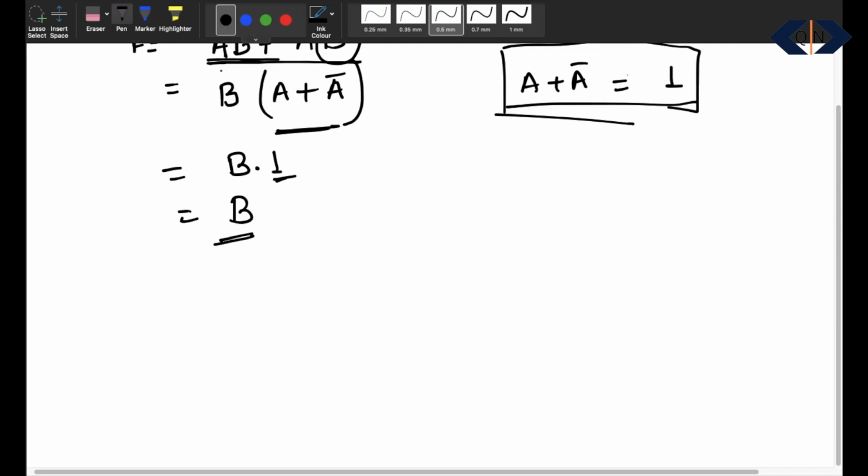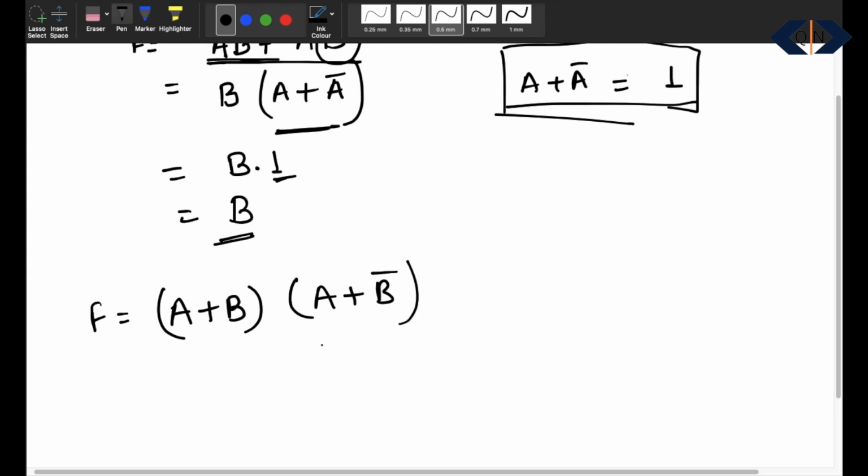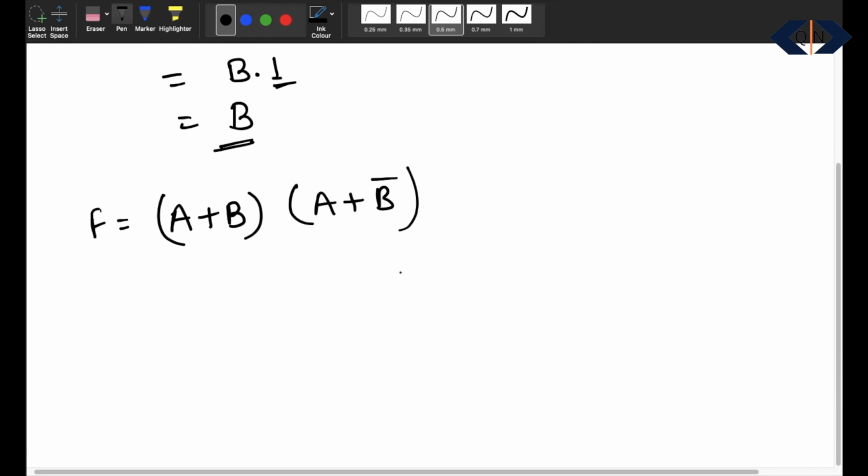So suppose we have a question like A plus B and A plus B bar. In this case, can we take common? No, we can't take common, right? So we have to simplify this circuit. This circuit is using AND and OR gates. So let's see how we can simplify it.